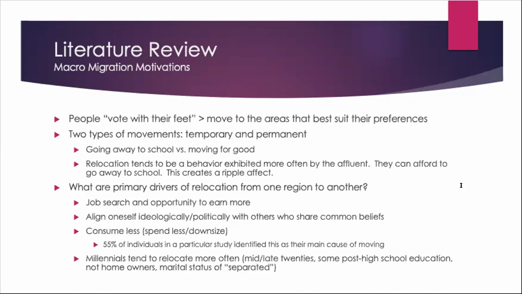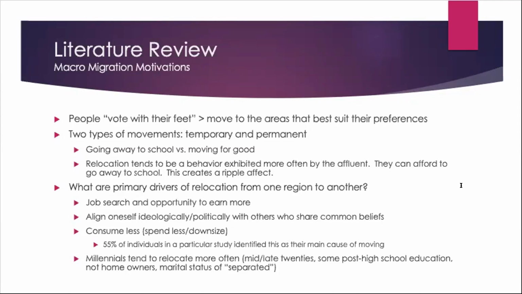So the literature review, getting into macro migration motivations, basically why people are deciding to move from one pretty distinct area into another completely different region. And overall, people vote with their feet, meaning that you're going to move to the places that suit your preferences the best. If you're not happy in one specific region, you're probably going to seek out a location where the community better suits your all-around preferences, obviously.